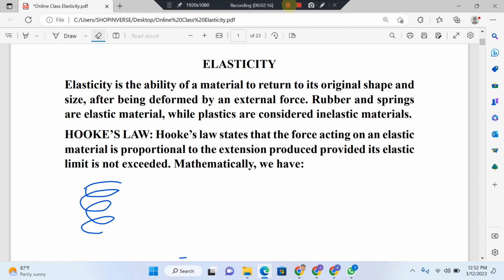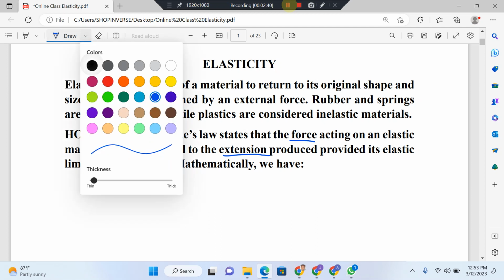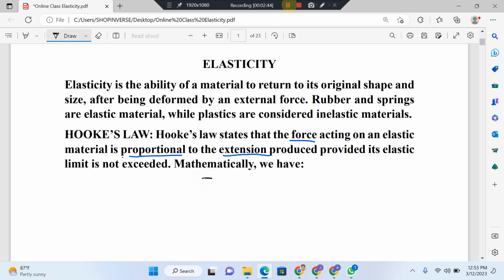While I'm talking about elastic material, there is a law that was propounded by Hooke. Hooke's law states that the force acting on an elastic material is proportional to the extension produced, provided that its elastic limit is not exceeded. Stating this mathematically, the force is proportional to the extension produced, so we can say F is equal to KE.